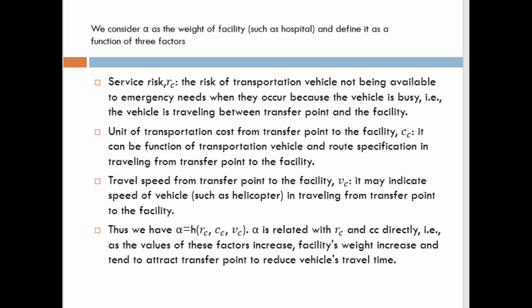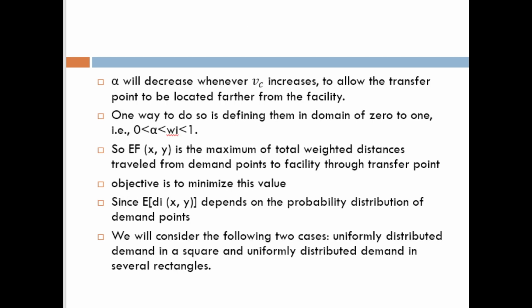Thus, we have alpha as a function of R sub c, C sub c, and V sub c, where alpha is related to R sub c and C sub c directly. As the values of these factors increase, the facility's weight increases and tends to attract the transfer point to reduce vehicles' travel time and cost and increase its availability. Alpha will decrease whenever V sub c increases, to allow the transfer point to be located farther from the facility. So patients will travel farther by means of a high-speed vehicle, which is desirable.